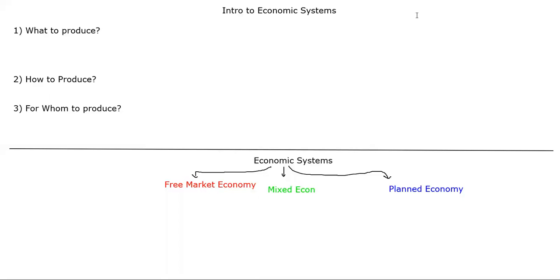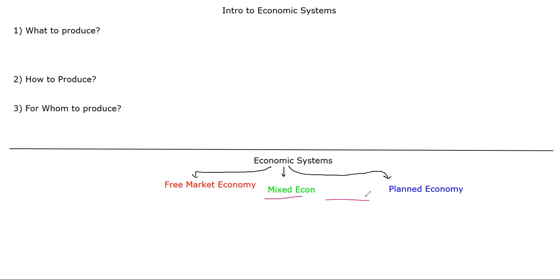And if you just quickly glance at what economic systems we would be looking at, you have your two major theoretical systems: your free market economy and your planned economy. And if you have a system where you have features of both, you would have your mixed economy. And we'll look at all three of these in great depth.